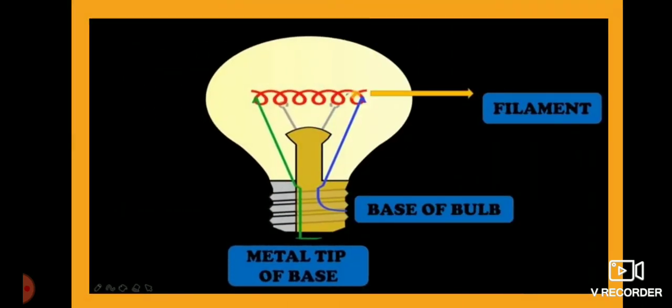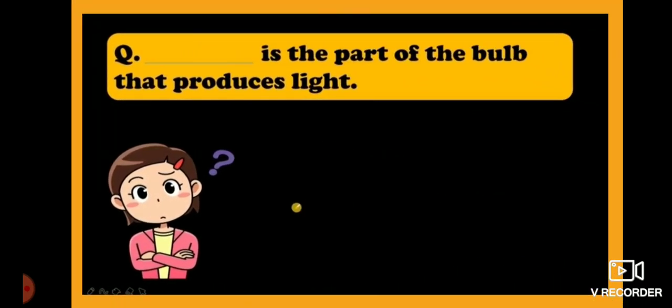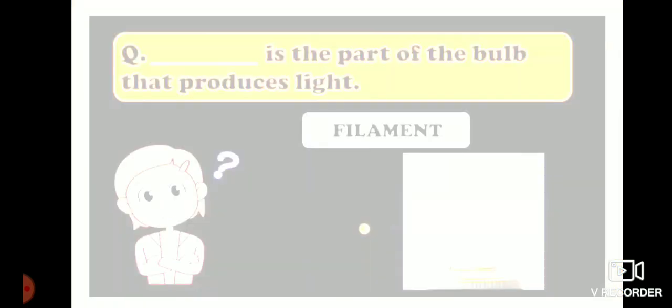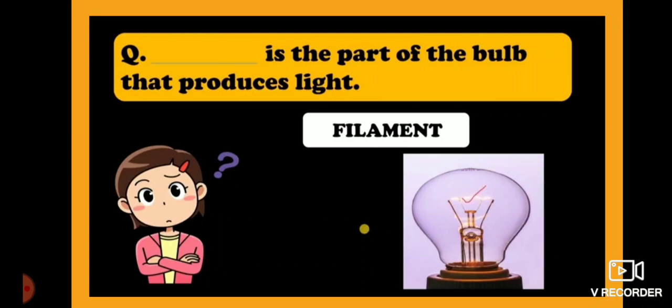Let us closely see it. So here you can see the filament and the two wires connected to the filament, which are the terminals of the electric bulb. One terminal is the metal tip of the base and the other terminal is the base of the bulb. Okay, and they are not connected to each other. Now let us have a question. Dash is the part of the bulb that produces light. Yes, it is the filament. Filament is the part of the bulb that produces light.